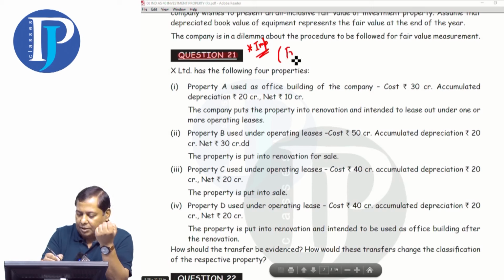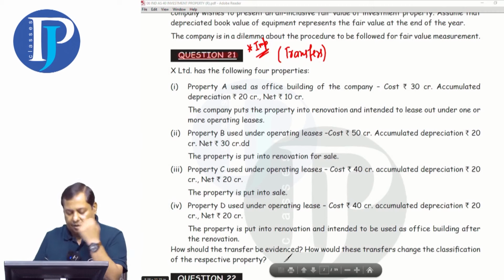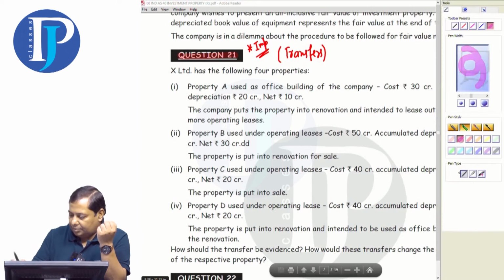Write transfer in brackets next to it. This question is on transfers. I will start reading this for you.